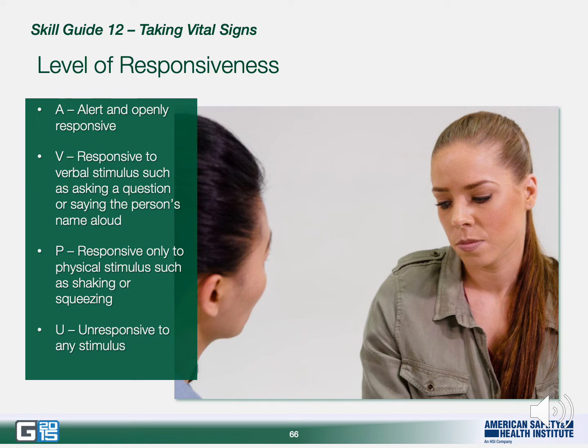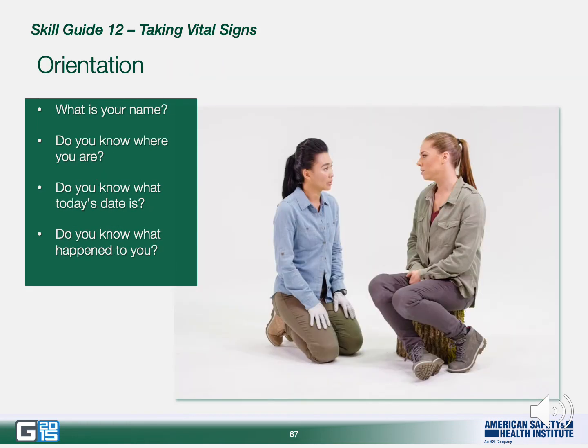Okay, level of responsiveness: alert and open. That's A. V. Responsive to verbal stimuli such as asking a question or saying the person's name aloud. P. Responsive to physical stimuli. And U. Unresponsive to any stimuli. Orientation. What's your name? Do you know where you are? Do you know what today's date is? Do you know what happened to you?